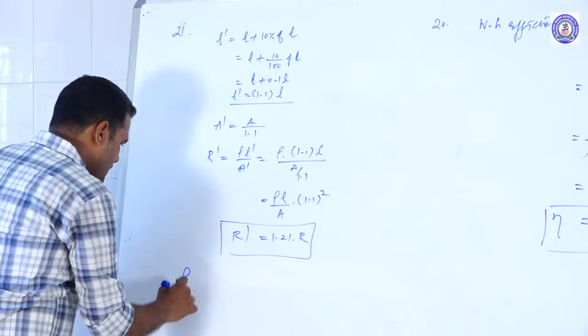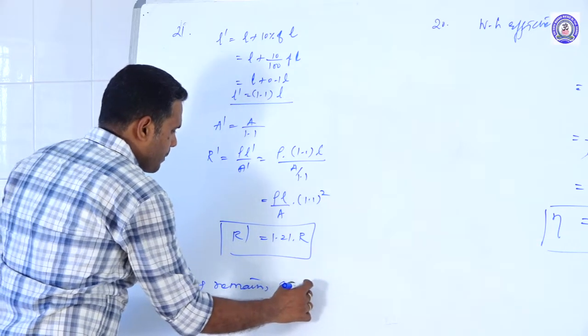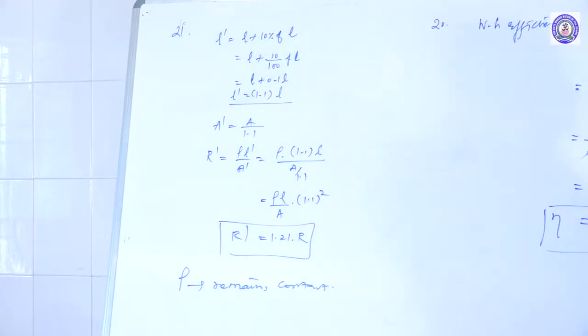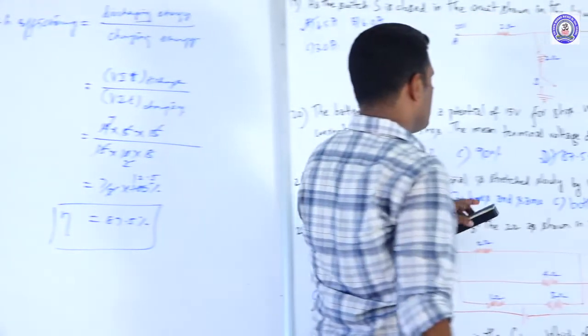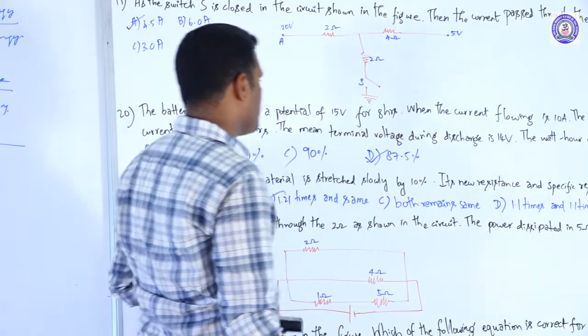What will happen to specific resistance? It always remains constant. So the option is: resistance increases by 1.21 times, and specific resistance remains the same.